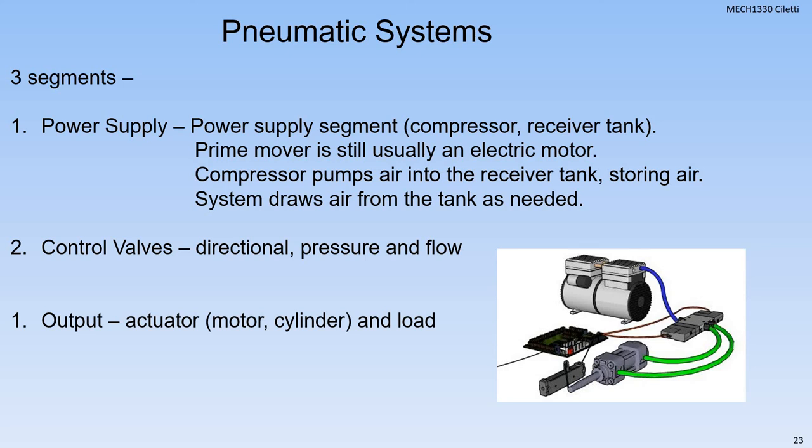So the basics of a pneumatic system, one, is the power supply. That's our compressor or our receiver tank, and we're going to talk about those in a future chapter soon. Our power supply is the compressed air sitting in our tank. Our prime mover is still usually an electric motor. The compressor pumps air into the receiver tank, and we store the air, and then the system draws from the tank as needed, just like we have in class. The outside wall, we have a big tank that sits out there. As we need it, it pulls from that tank.